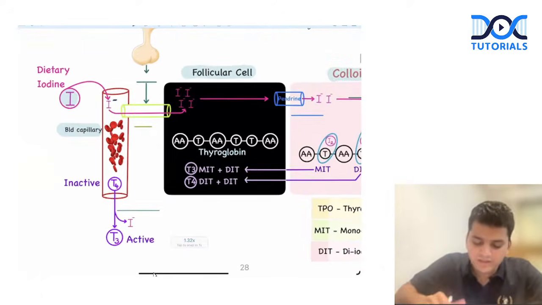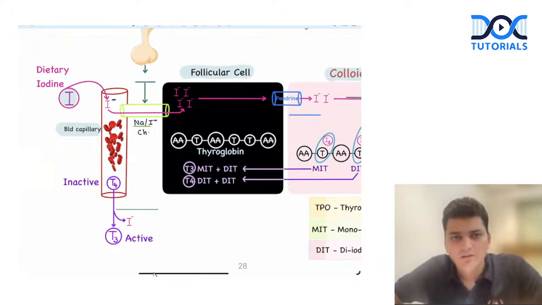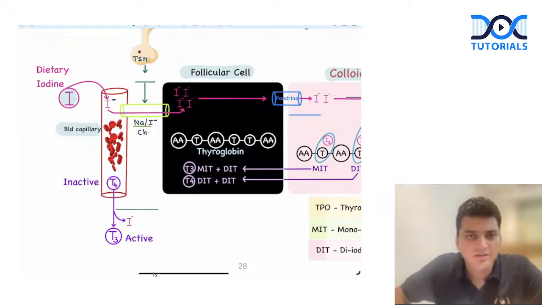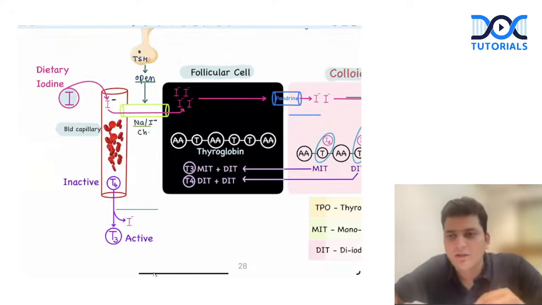To enter in the follicular cells, there is one channel that is called as the sodium iodine channel. And it is not open always. To open this sodium iodine channel, we require a special hormone that is coming from the anterior pituitary and that is TSH. The TSH will come and it is going to open the sodium iodine channels. And now the iodine influx will happen. Yes, it is a sodium iodine import that is happening.